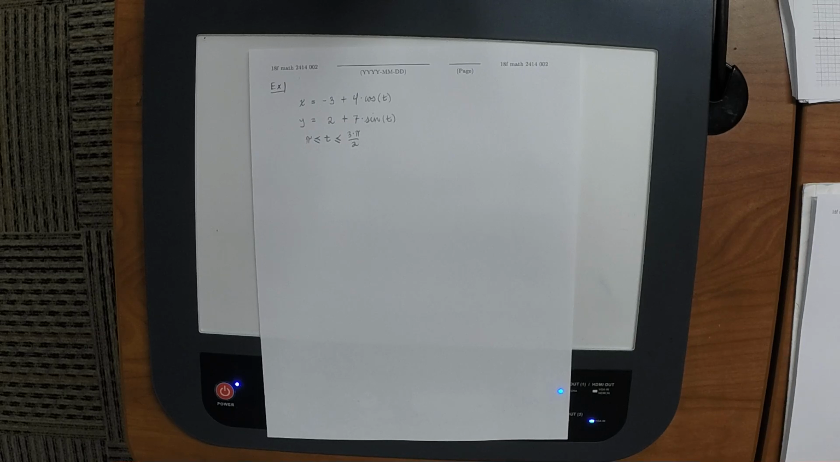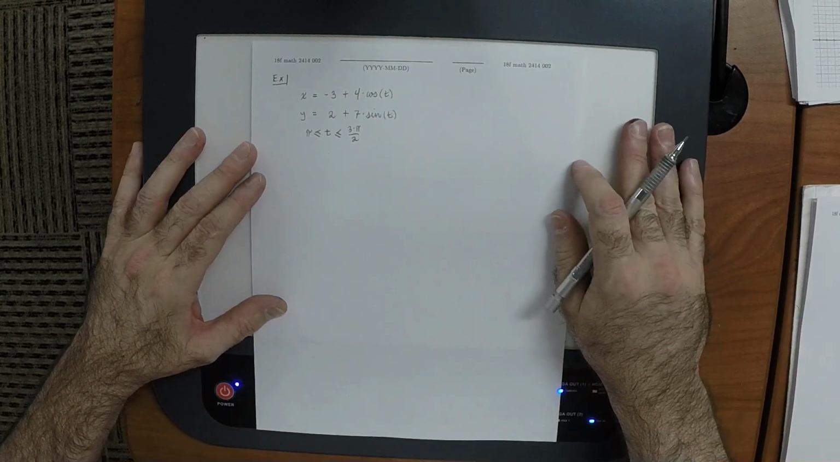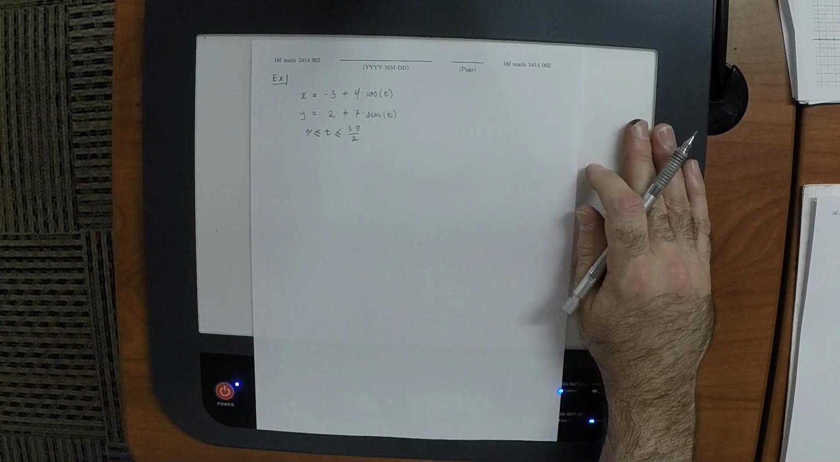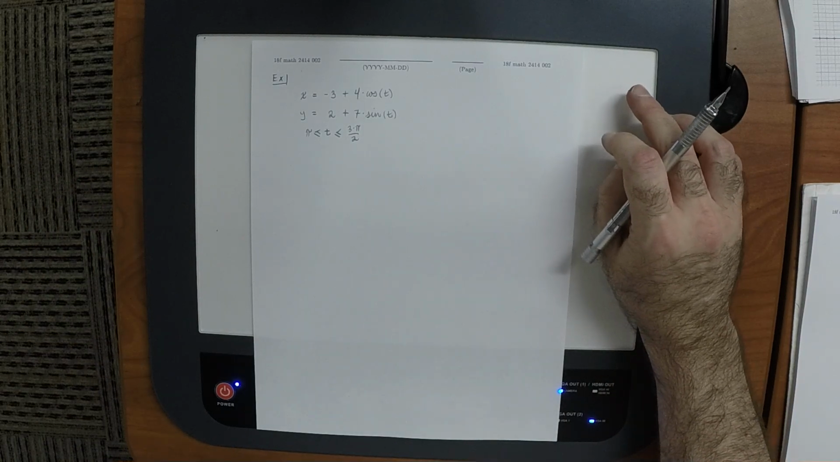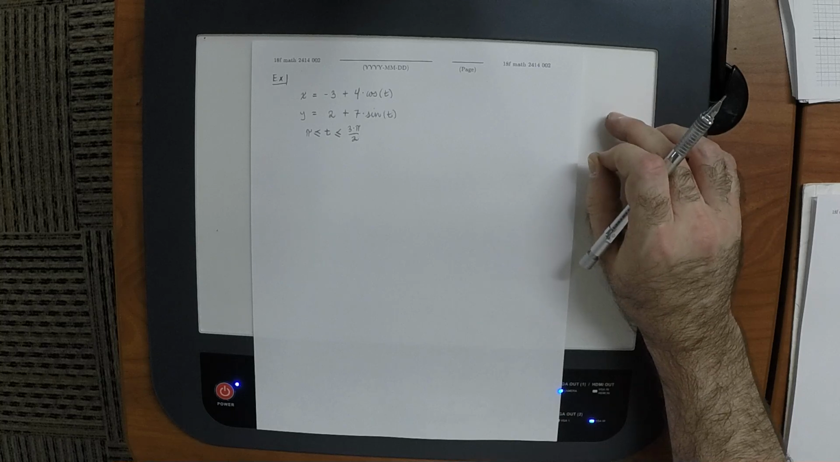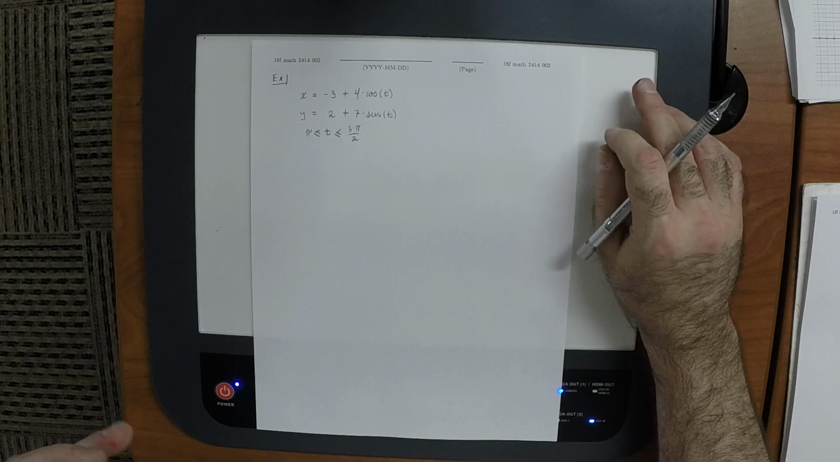So what are you supposed to do? In fact, you need to take the same strategy as the previous exercise. In the previous exercise, we solved for sine, and we solved for cosine. And then we used the Pythagorean identity.